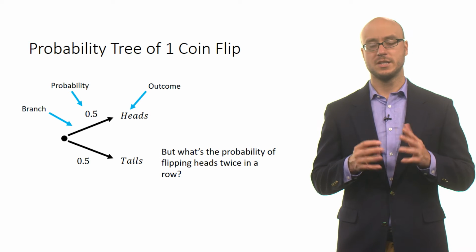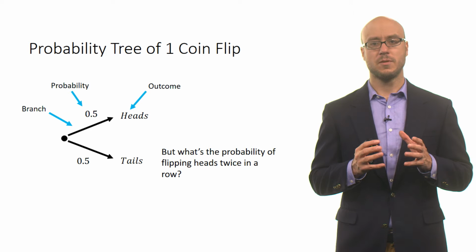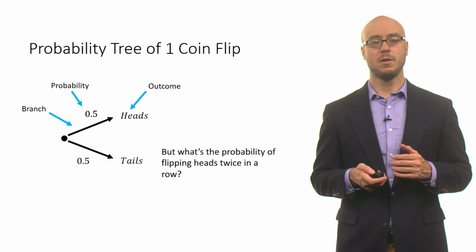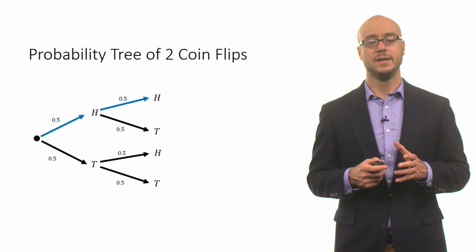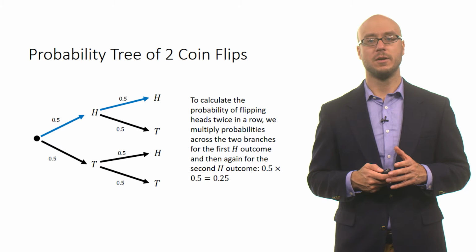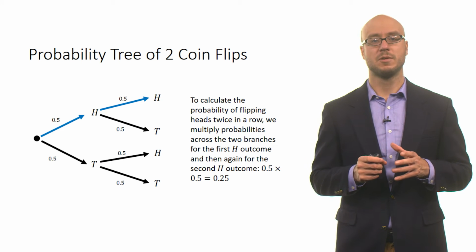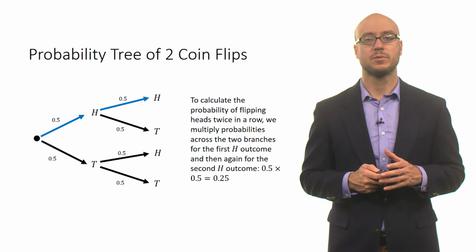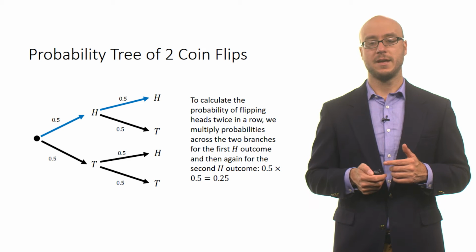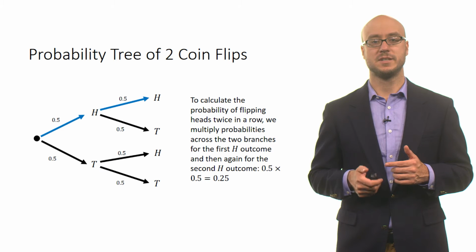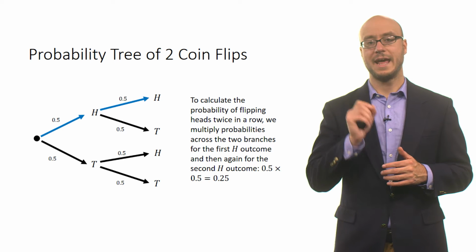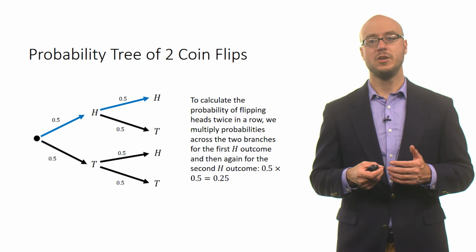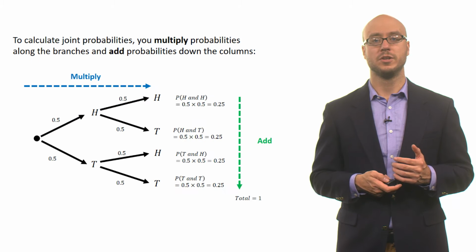But you might want to say, okay, this is just one coin flip. But what's the probability of flipping heads twice in a row? Well, what you do is you just add more branches. So this tells us the probability of flipping heads twice in a row. To calculate it, you just multiply down each branch. So if you flip a coin once, the probability of getting heads and tails is 0.5 each, respectively. But then if you want to see the probability of getting heads and then heads again, you multiply 0.5 times 0.5, and you get a probability of 1/4, or 0.25.